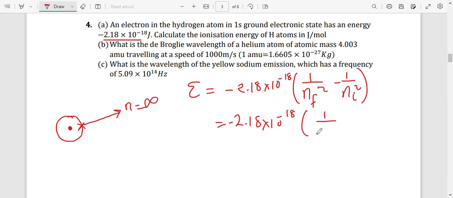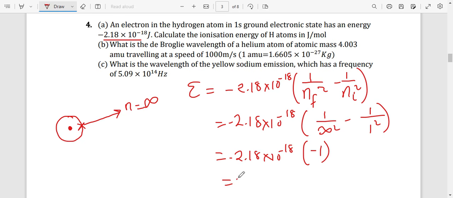What will be the final energy level? Infinity. So 1 over infinity squared minus 1 over 1 squared, giving us negative 2.18 times 10 to the power negative 18. Infinity squared is still infinite, like a very big number, and 1 over a very big number is 0. Then you have negative 1 over 1, which is negative 1. So with the multiplier, you have 2.18 times 10 to the power negative 18 joules. This is the ionization energy.